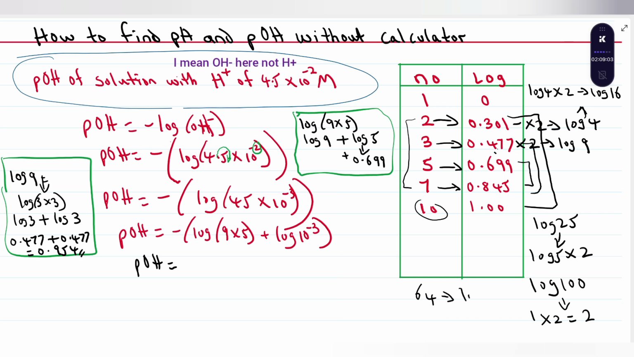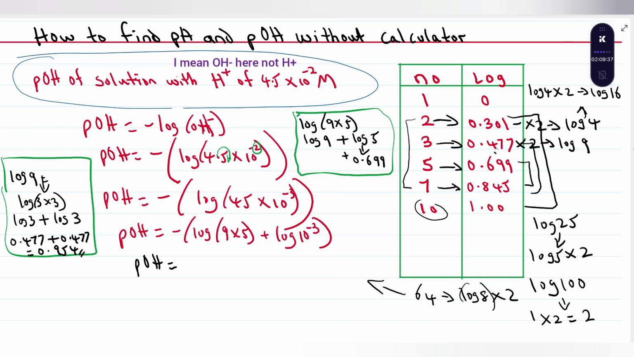So what about log 64? Log 64 will be log 8 times 2. And you know your log 8. To find your log 8, you know your log 8 is actually log of 4 times 2. So you find your log of 4, you find the log of 2. Your log of 2 is already known. So we need to find our log of 8 first.